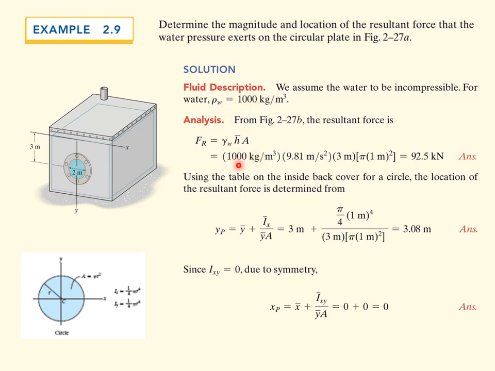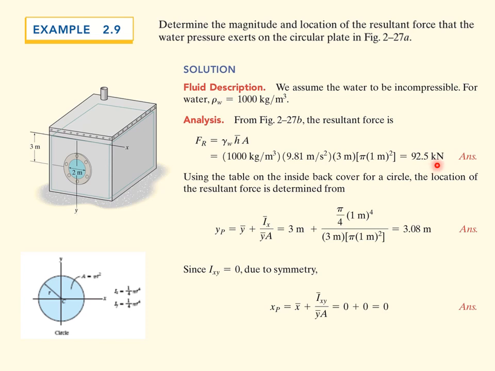So here's the rho value, the density. Here's G. H bar is simply going to be 3 meters because it's straight down to the center. Remember, H bar is the distance from the surface of the water down to the centroid, which is at 3 meters. And then the area is simply, it's a circle, so it's pi times half the diameter squared. So you calculate that, you get 92.5 kilonewtons.